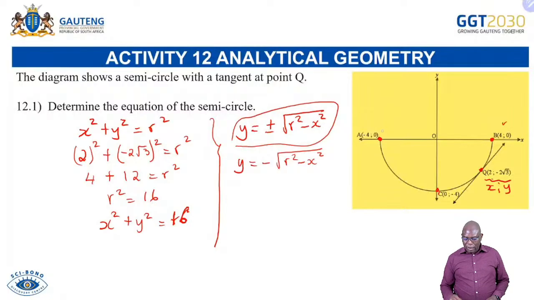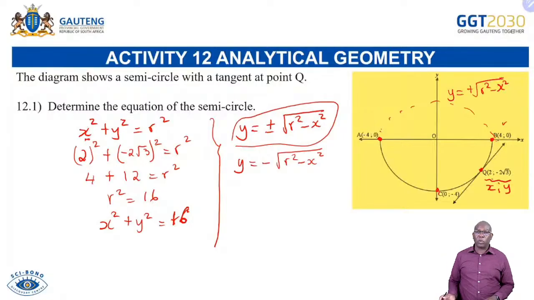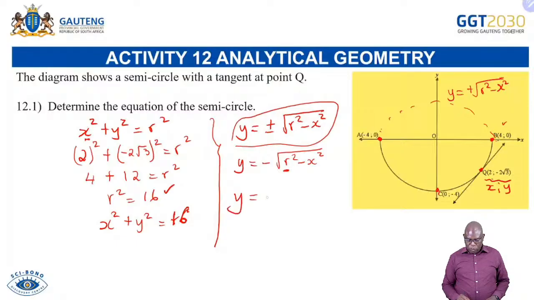If it was above the circle, it would be y equals plus the square root of r squared minus x squared. So I just transpose the x squared and then take the square roots on both sides. In this case, I know what r squared is. My r squared is 16. So the equation will be y equals negative square root of 16 minus x squared, remember I'm putting r squared, not r, with a minus. And that is my equation.